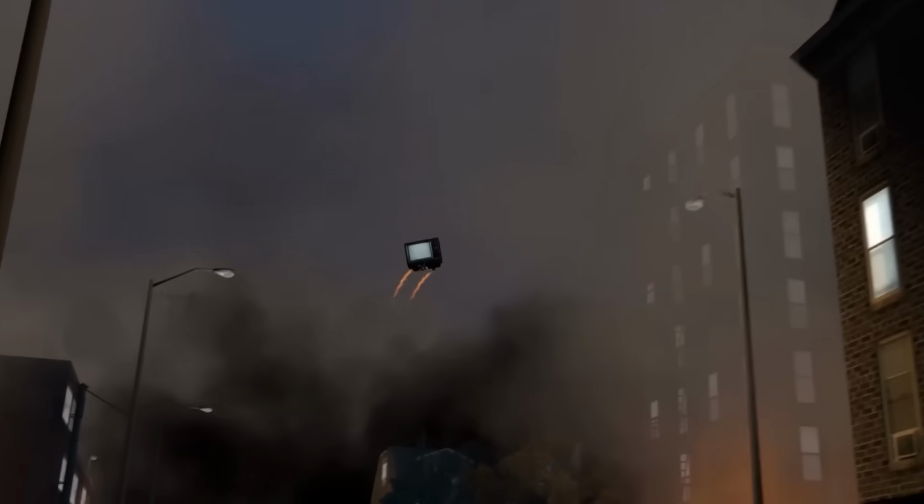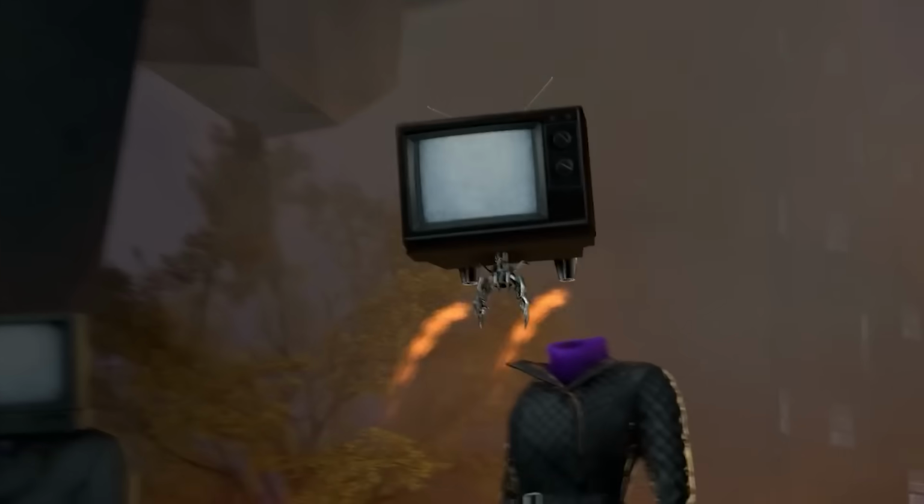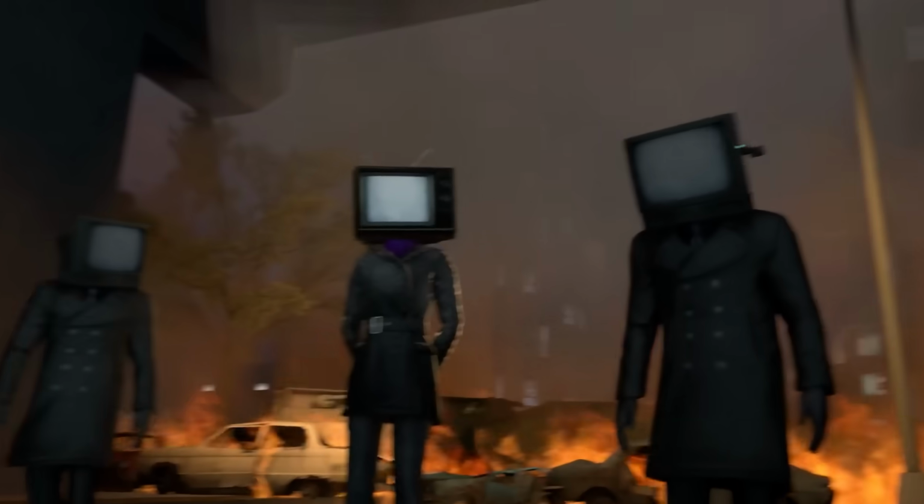One more thing. Look at how the TV parasite flies sideways while the jetpack turbines look down. I don't know if that's new technology or just a movie mistake. And lastly, what does TV woman say?